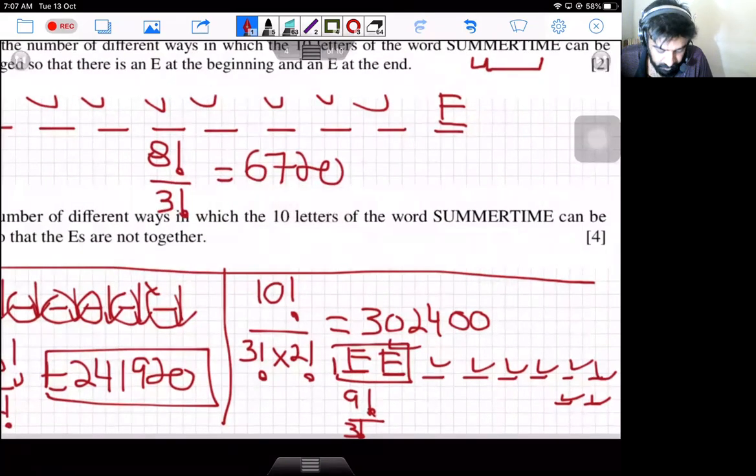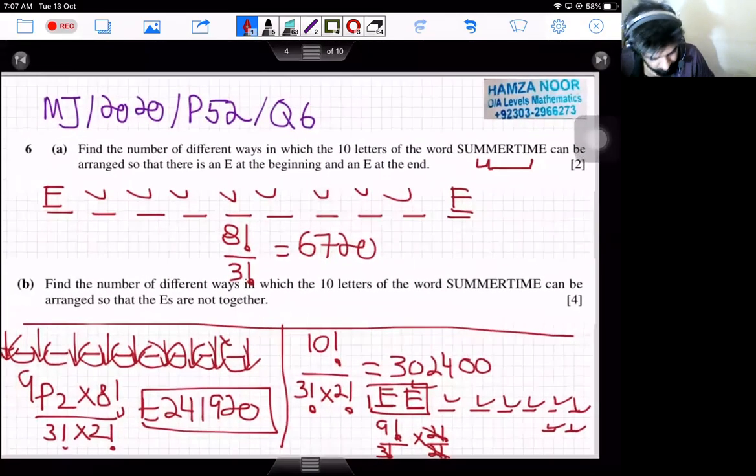The 2 e's can arrange themselves in 2 factorial ways, and the 2 e's are also repeating, so 2 factorial and 2 factorial cancel out. So 9 factorial divided by 3 factorial gives 60480 ways.